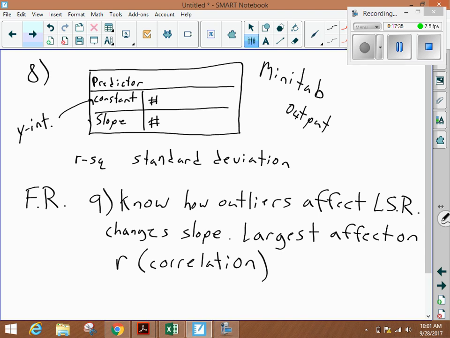Make a Minitab output? It doesn't do that. Neither does the Inspire. Minitab is a computer program. It's a statistical analysis program that we don't have.